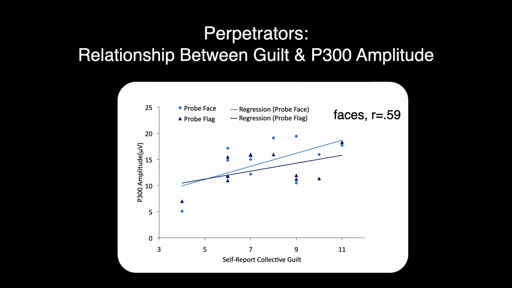The ones who see him show a bigger P300, but they show an even bigger P300 if they feel guilty about what happened at that previous session. Same thing is going on for the flags as well. They show a bigger relationship between their guilt and their P300 when they see a picture of a person who was the perpetrator, or the Confederate.